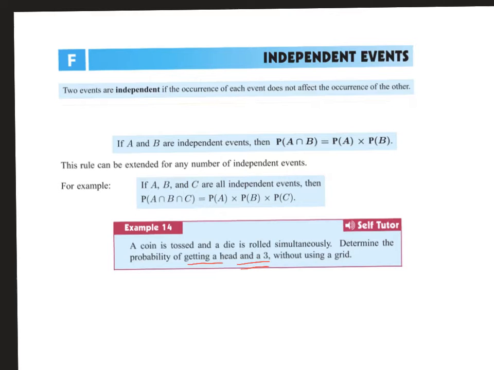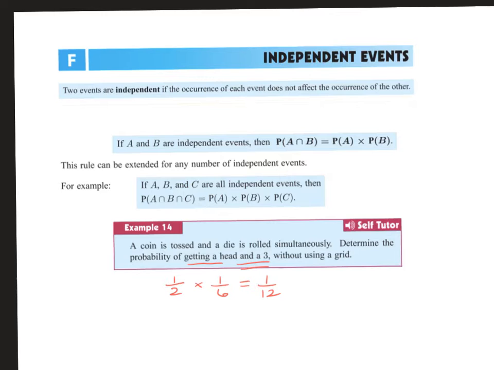What is the probability of getting a head? It's 1/2. What is the probability of getting a 3? It is 1/6. The two events are independent. They do not affect each other in terms of their outcomes. So you end up getting 1/12. And that's how we do that without using a grid.